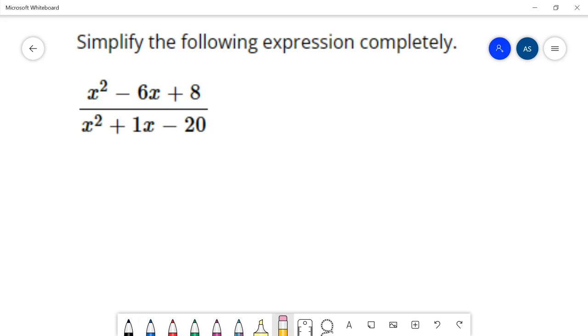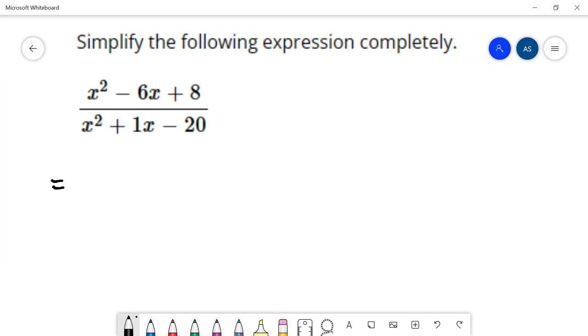So this is question 10. Simplify the following expression completely. We have x squared minus 6x plus 8 over x squared plus 1x minus 20. So again, we have a fraction. Simplifying fractions means that we cancel out any common factors between the numerator and denominator. But in order to cancel common factors, we have to have factored form. So we're going to start by factoring the numerator and factoring the denominator.